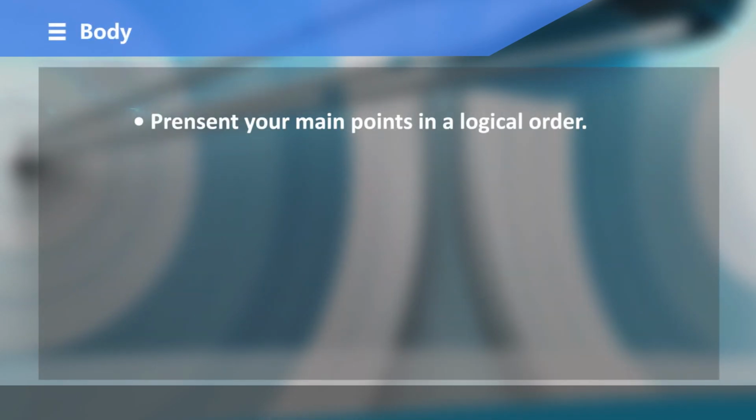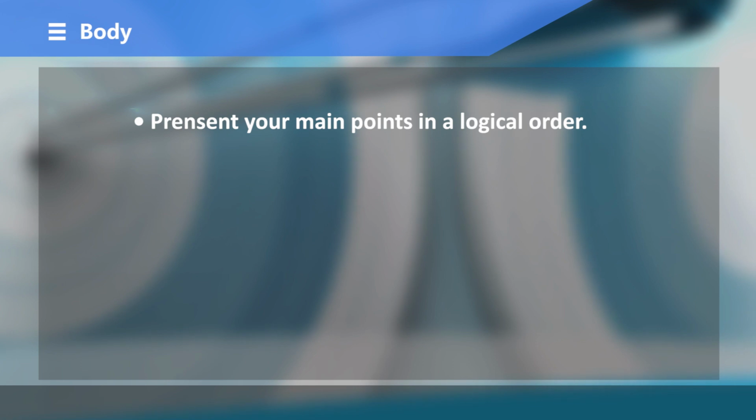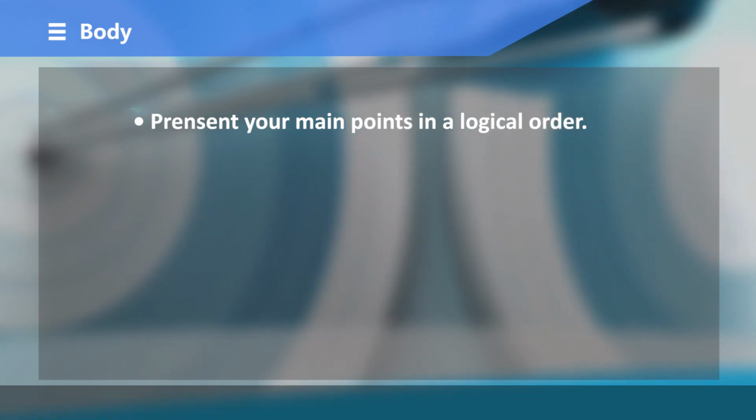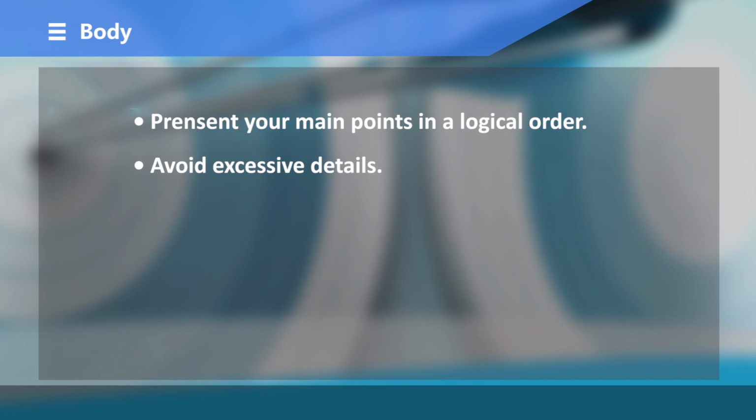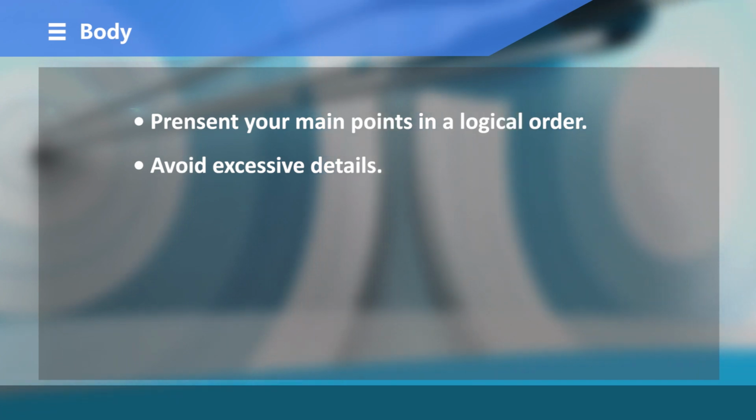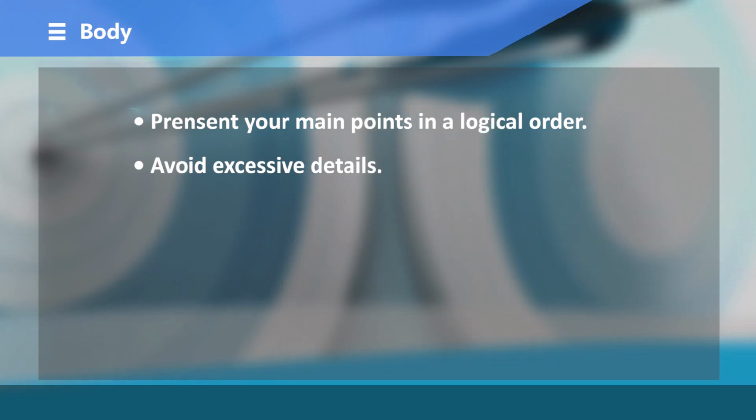In the body part, you need to bear the following 5 things in mind. Number 1, present your main points one by one in a logical order and use signal words to indicate where you are. Number 2, keep to the main points and avoid excessive details. You don't want to overload your audience with fluff, forcing them to miss the important stuff.